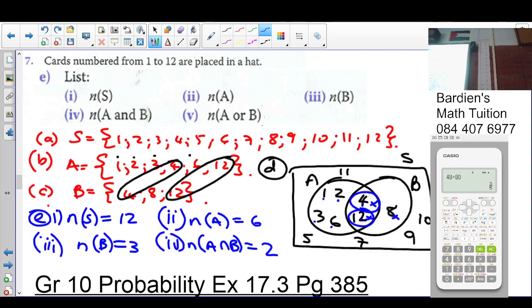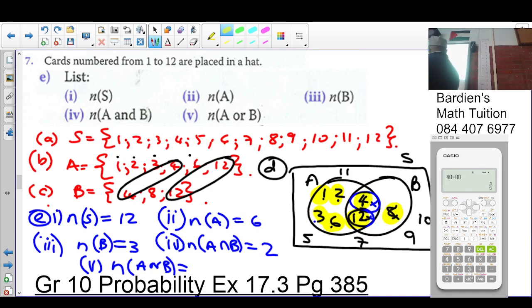A or B, so it's basically the union. So A or B would simply be 1, 2, 3, 4, 5, 6, 7. So it's 7. You see 5 is on the outside, which means it was 1, 2, 3, 4, 5. 5 plus 7 is 12. So it gives you the sample space. Later on we'll speak about complementary events. Okay?